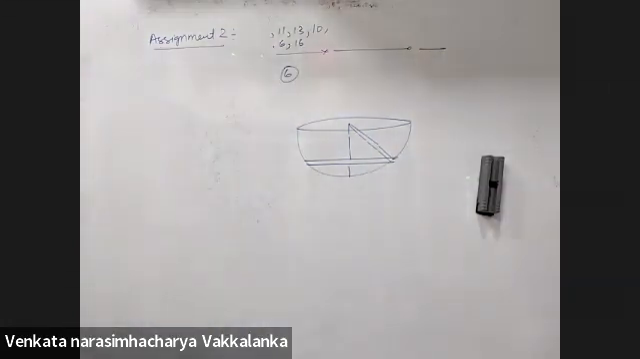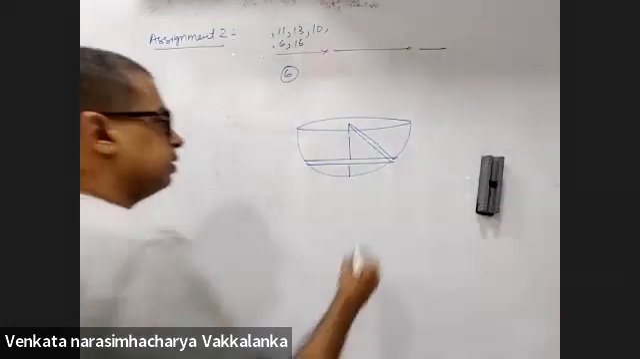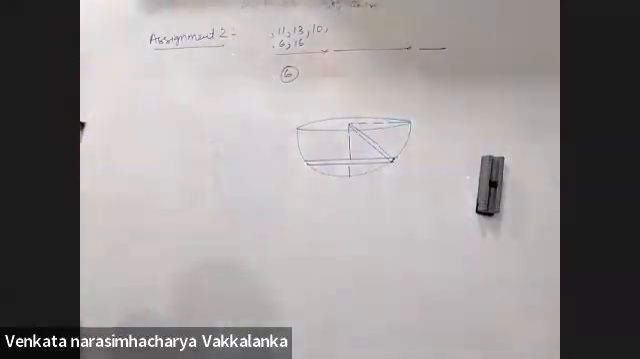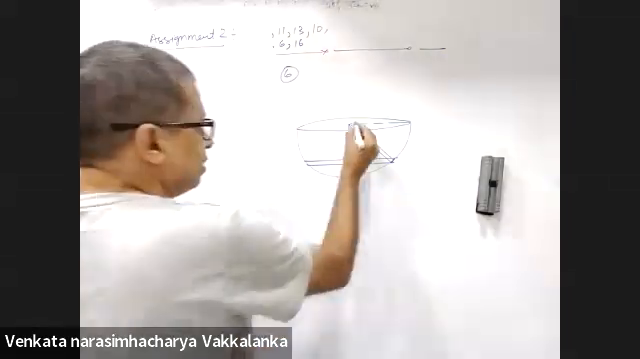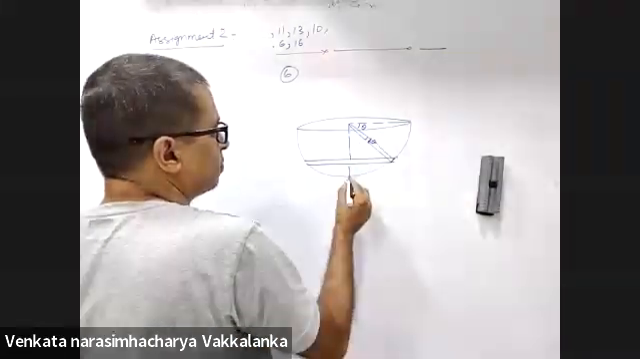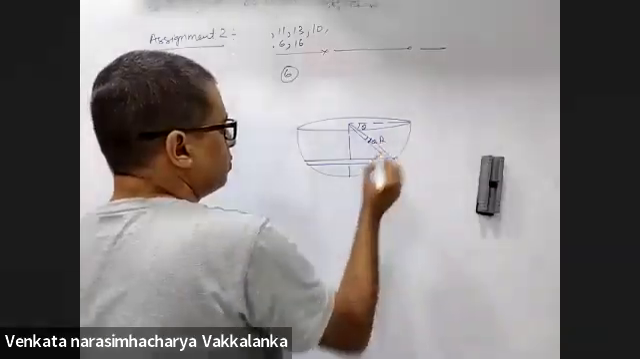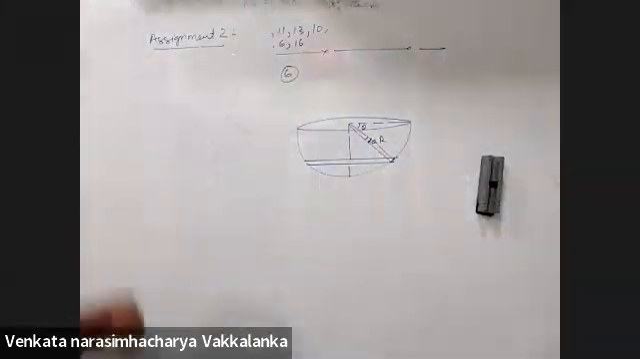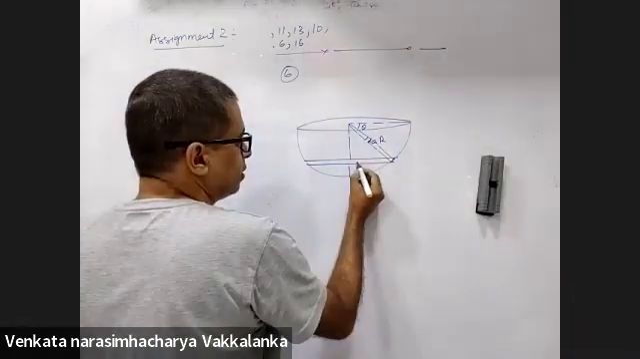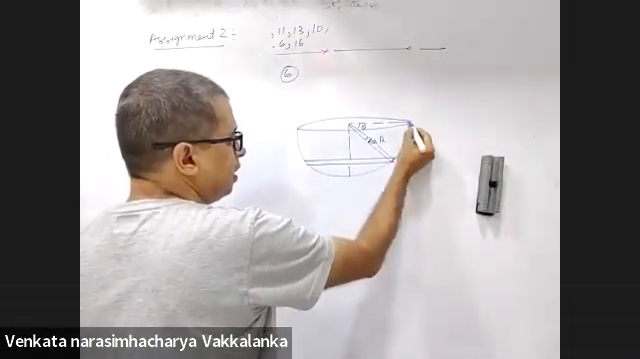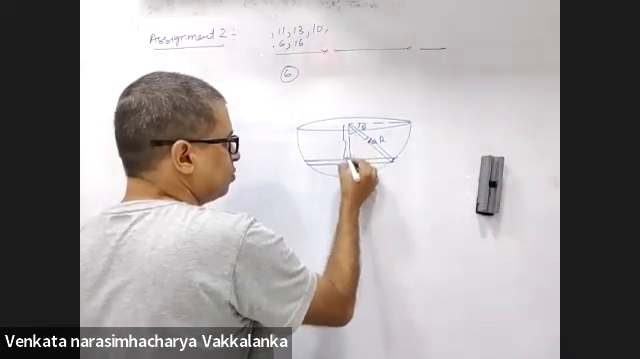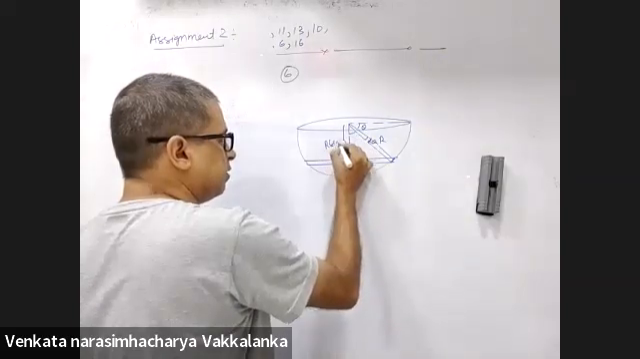You consider an elemental ring. The elemental ring will be like this. Agreed? Consider this to be theta. This will be d theta. This is r. This will be r cos theta. This will be 90 minus theta. This will be r sin theta.